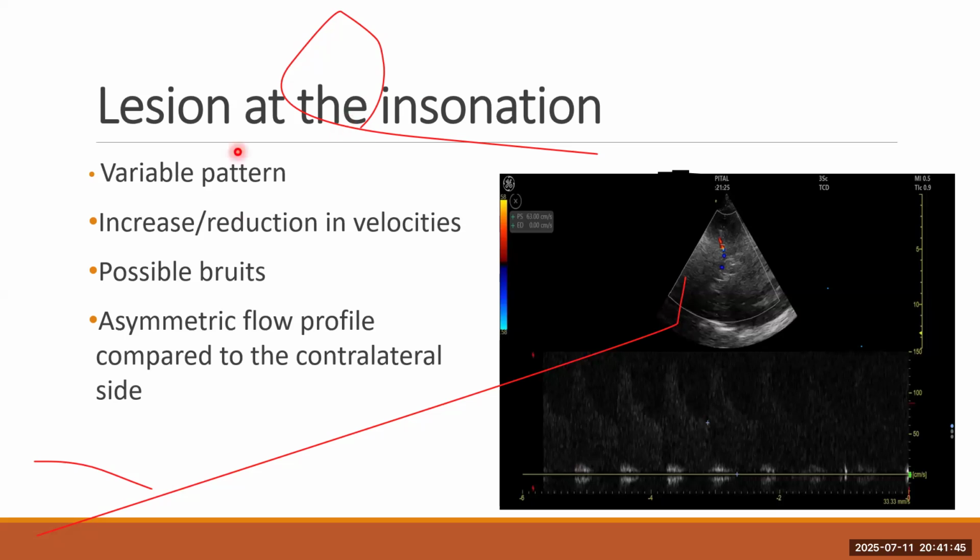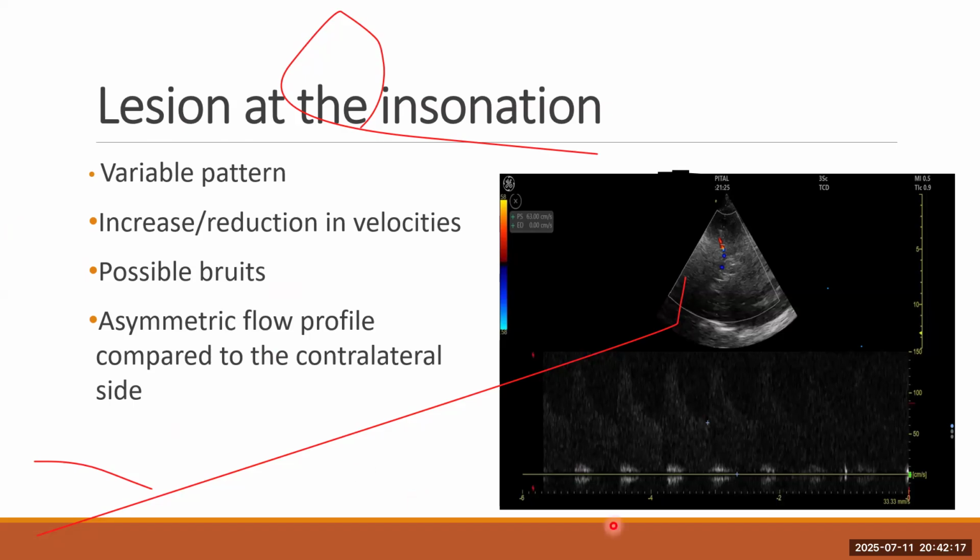With any nature of lesion, what are the waveforms which we obtain? It can be a variable pattern. There can be either increased or reduced velocities, there could be a possible bruit, and there could be an asymmetric flow profile compared to the contralateral side. Hence, always comparing to the opposite side is essential to differentiate between an ipsilateral, a contralateral or a diffuse problem.